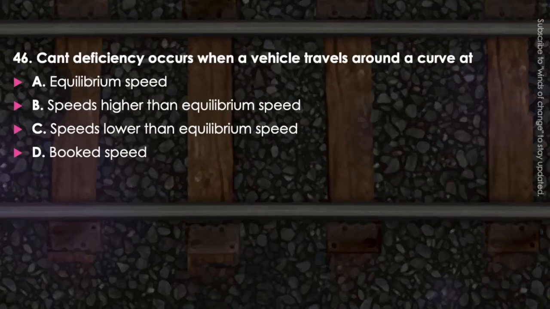Next question. Cant deficiency occurs when a vehicle travels around a curve at equilibrium speed, speed higher than equilibrium speed, speed lower than equilibrium speed, or booked speed. We are talking about the Cant deficiency. When does the Cant deficiency occur? Think about it. Cant deficiency occurs when the speed of the train is higher than the equilibrium speed. Then only the Cant deficiency occurs. This is explained in the Cant deficiency section. You can easily watch it from the revision video of railway engineering.